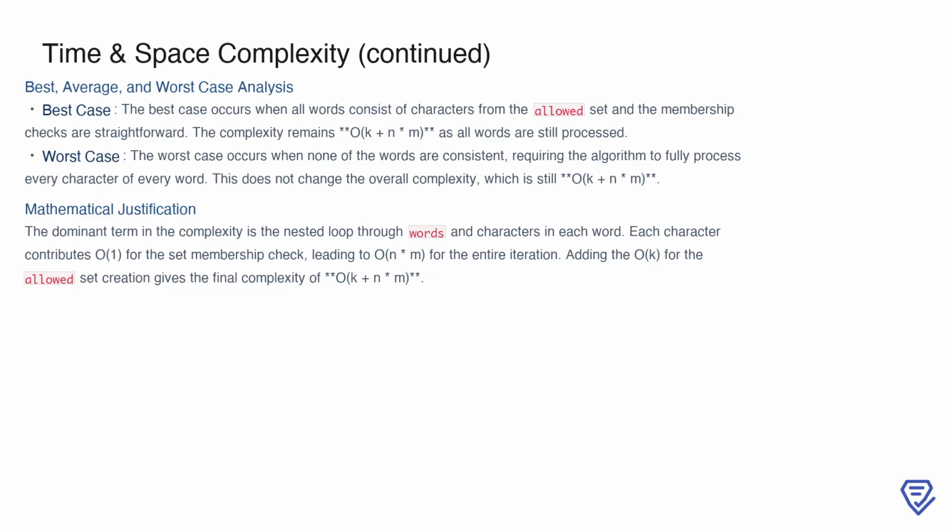Mathematically, the dominant term in the complexity comes from the nested iteration over words and the characters within each word. Each character contributes O(1) for the set membership check, leading to O(n*m) for the entire iteration. Adding the O(k) required for the allowed set creation gives us the final time complexity of O(k + n*m), consistent across all scenarios.